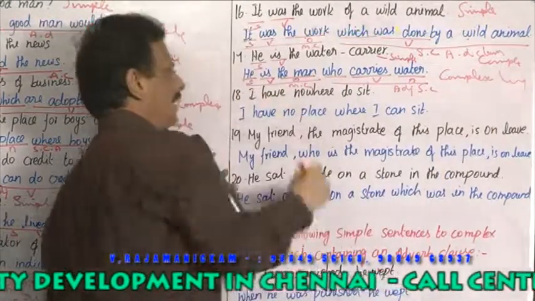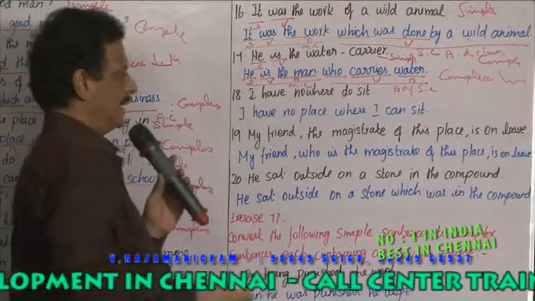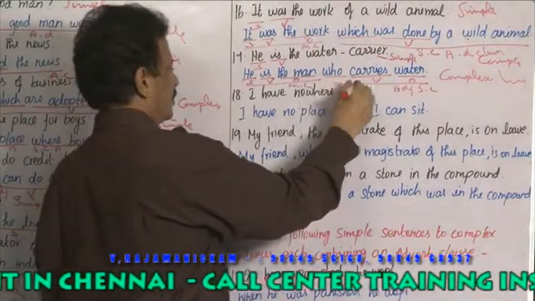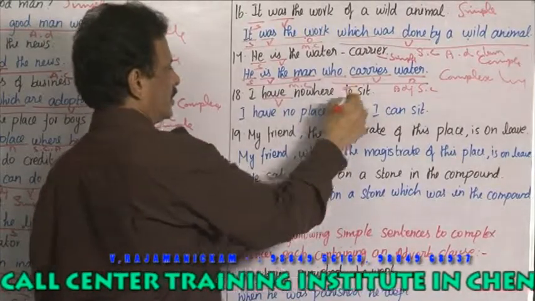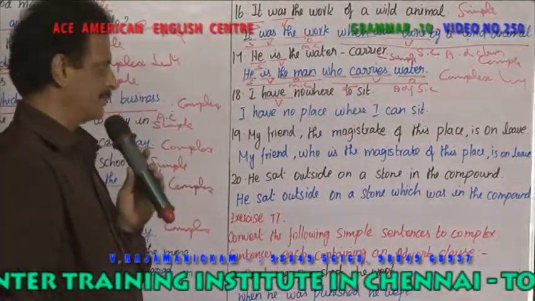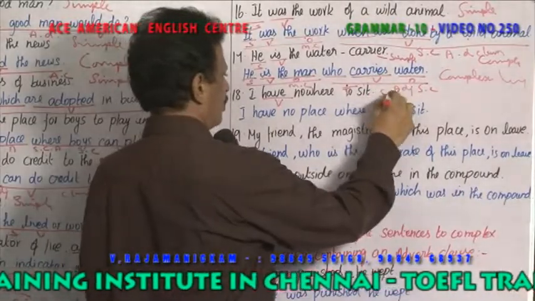Next, I have nowhere to sit. So I have is the verb. To sit is not a verb, to sit is an infinitive. So this becomes a simple sentence. I have nowhere to sit.